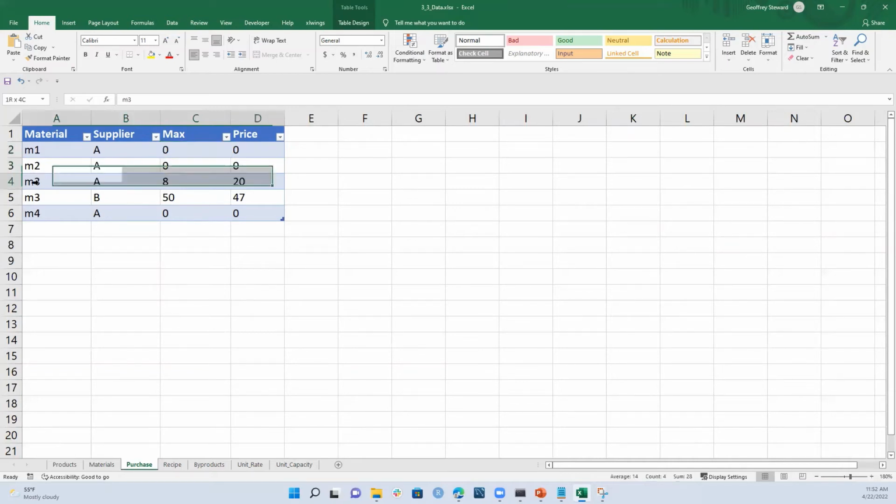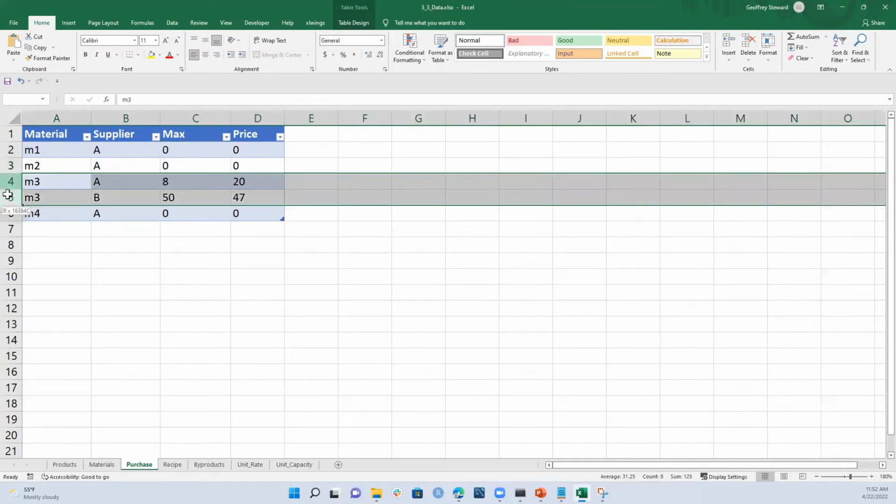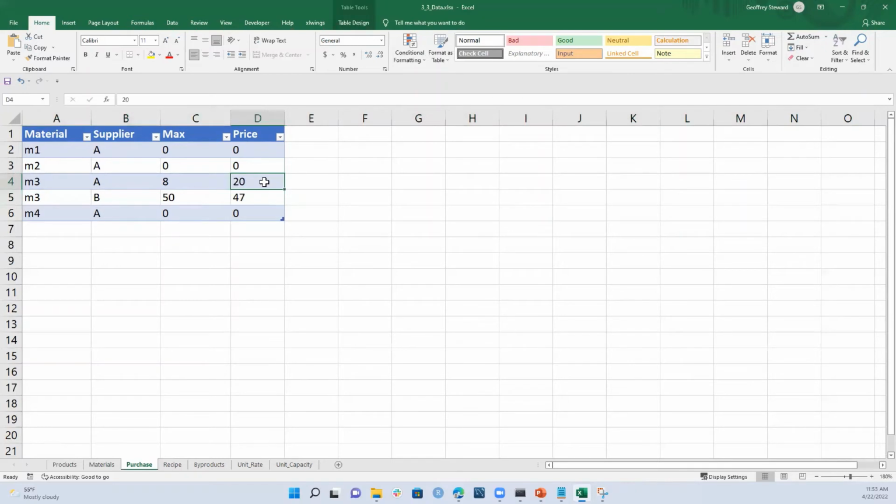But supplier A and supplier B do have some material 3 on hand they're willing to sell us, at a price of $20 per ton from supplier A up to availability of 8 tons. Supplier B is willing to sell us material 3 at $47 per ton up to a maximum of 50 tons.